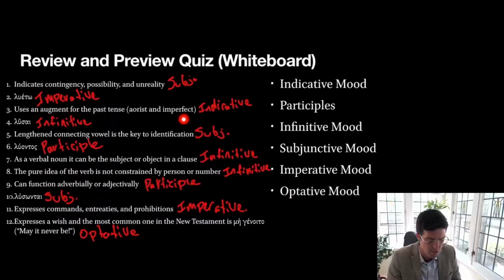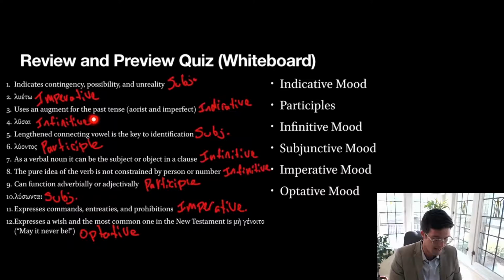The mood that uses an augment for the past tense, namely for the aorist tense and the imperfect tense, is the indicative. Remember, all of the other moods are not going to use an augment to indicate the aorist or the imperfect. The augment only occurs in the indicative. So when you see an augment, you know that you are in the indicative mood.